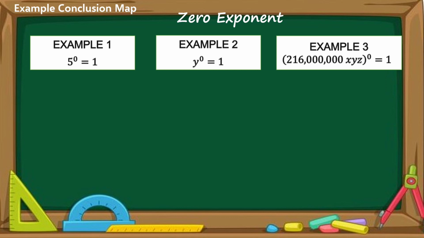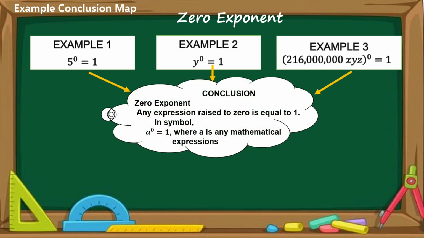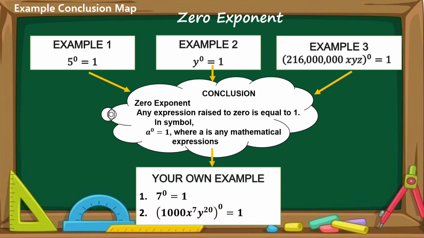From these examples, we can have our conclusion as any expression raised to 0 is always equal to 1. In symbol, a^0 is equal to 1, where a is any mathematical expression. From here, we can have our example as, first we have 7^0 is equal to 1. Lastly, we have (1000x^7 y^20)^0. It is also equal to 1.